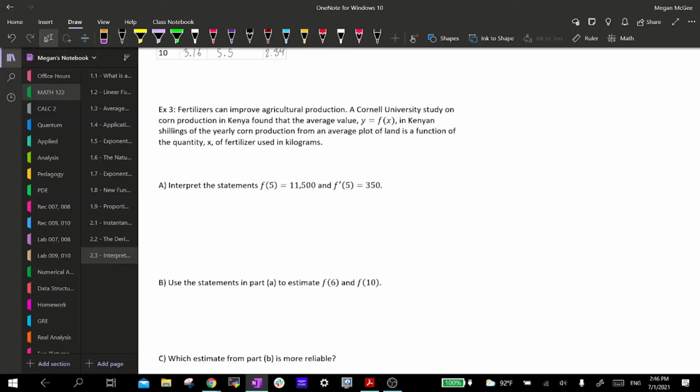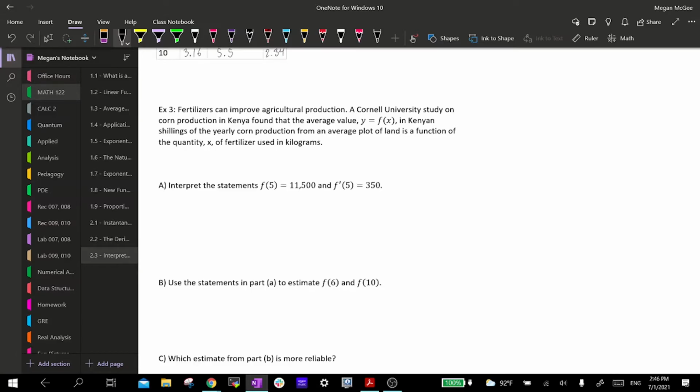We have that fertilizers can improve agricultural production. A Cornell University study on corn production in Kenya found that the average value, y is equal to f of x, in Kenyan shillings of the yearly corn production from an average plot of land is a function of the quantity of fertilizer used in kilograms. So our first problem is we need to interpret the statements f of 5 is equal to 11,500 and f prime of 5 is 350. So let's tackle that first piece.